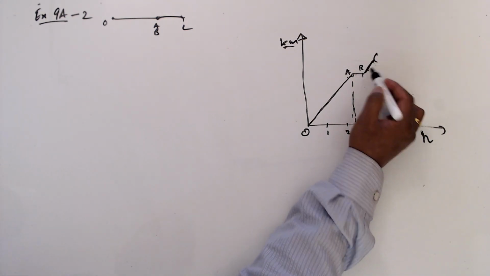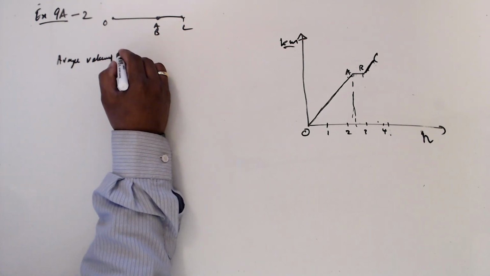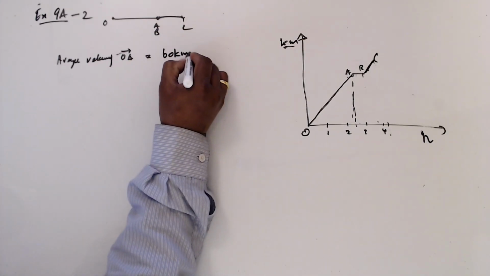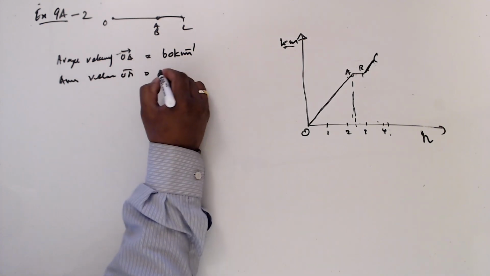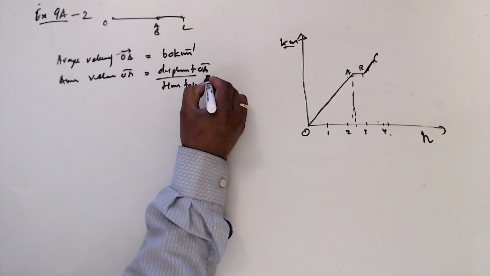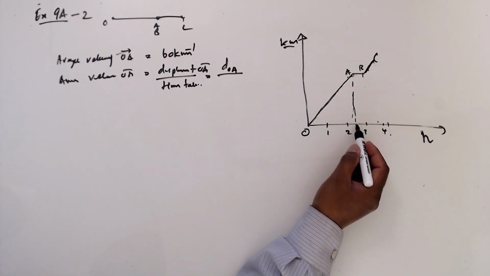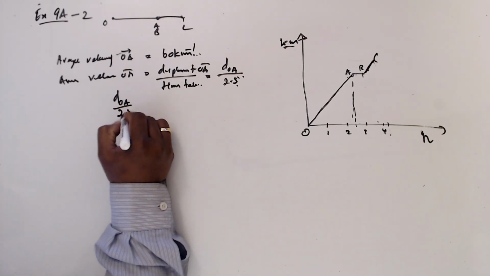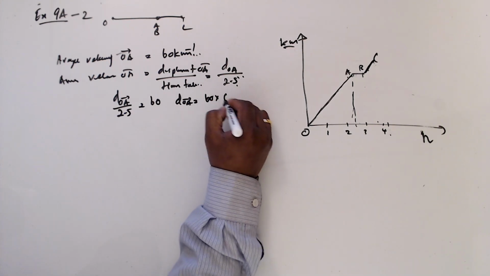Average velocity is given for the first journey. Actually, average velocity O to A is 60 kilometers per hour. So we know average velocity O to A means displacement O to A divided by time taken, right? So displacement we will write as DOA. We don't know that, and the time is 2.5. Now this has to be equal to 60. So the displacement from O to A is 60 times 2.5.